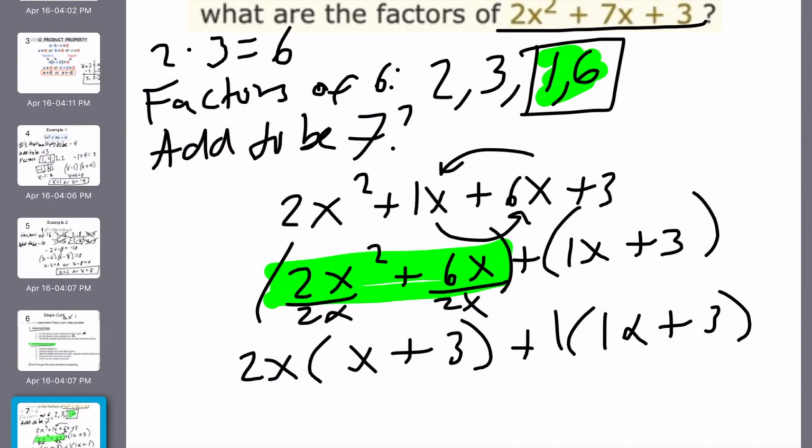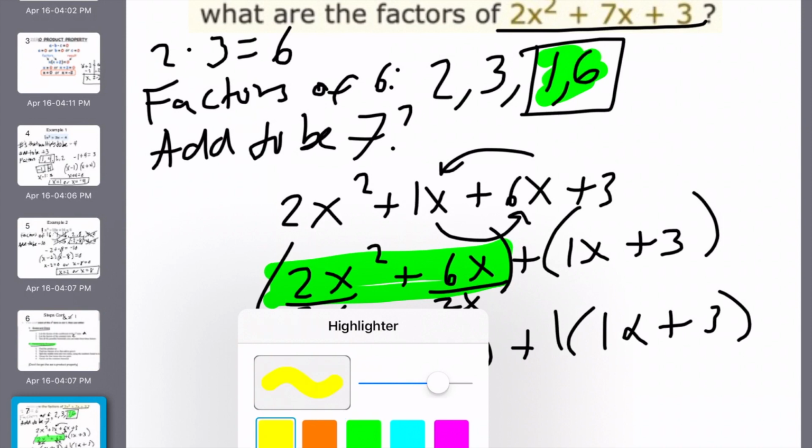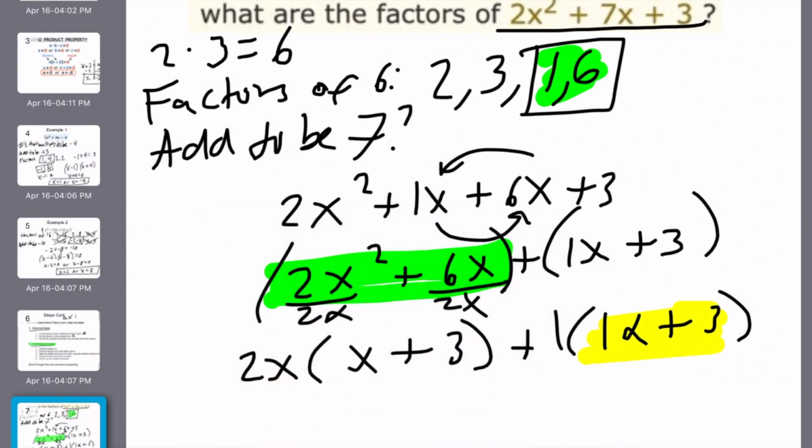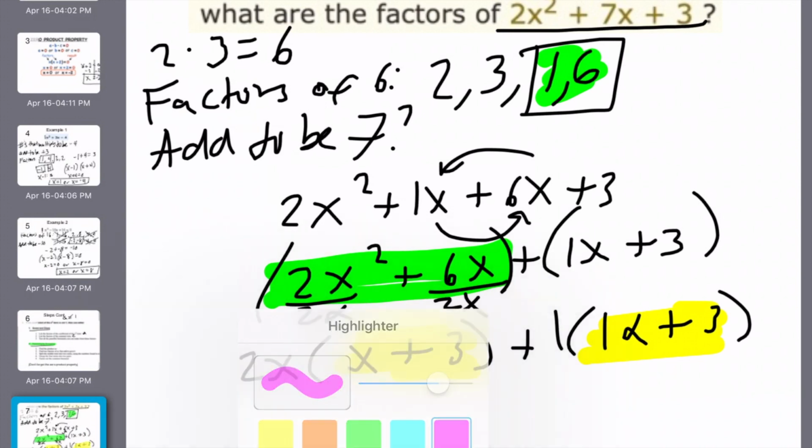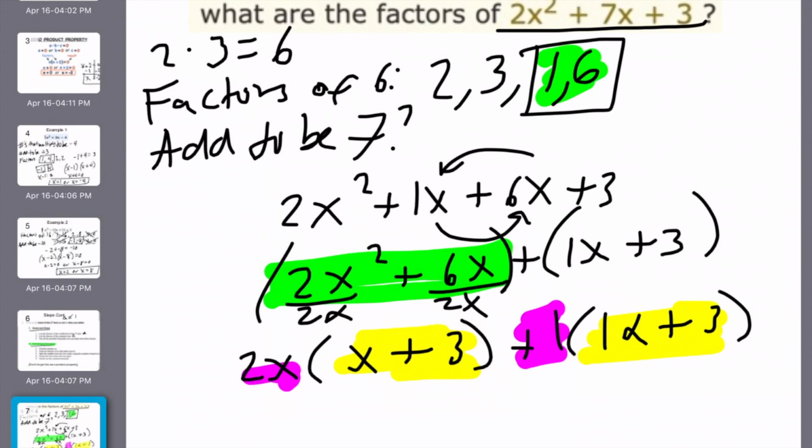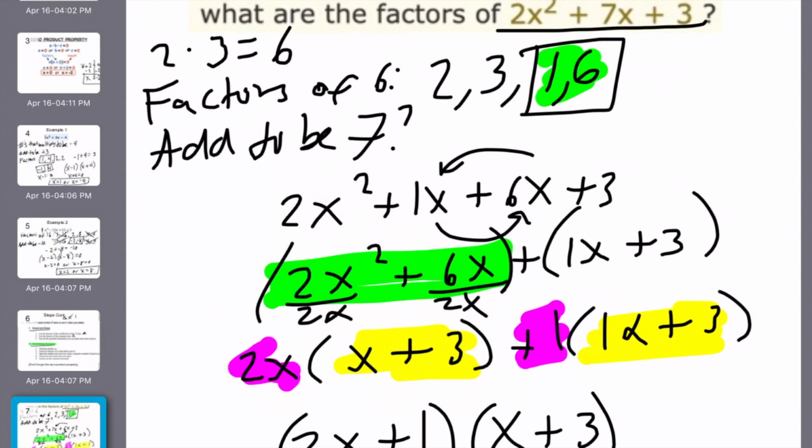So what I have to do now, I have my common binomial of x plus 3 here. So I have to go ahead and take these individual parts and put them together. So I'm going to have 2x plus 1, and then my common binomial, or my common factor, of x plus 3. That is how I'd go about trying to factor that quadratic right there.